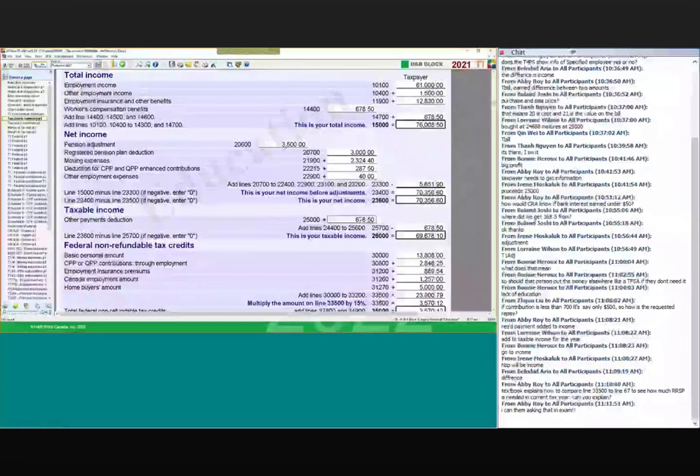All right, so we've now completed all our data entry demonstration. Are there any questions on what we've covered up to this point?